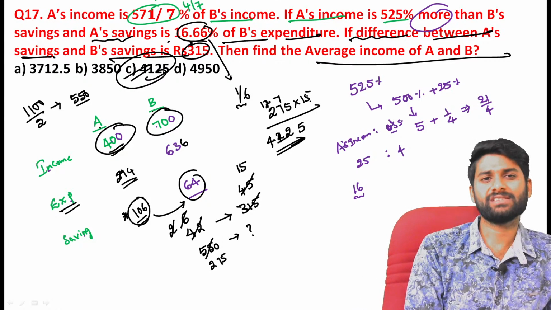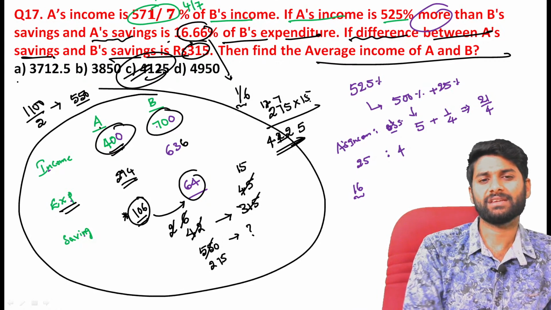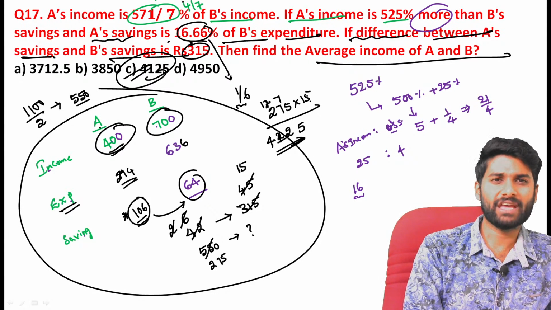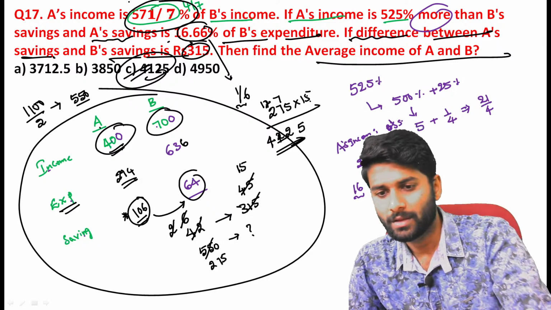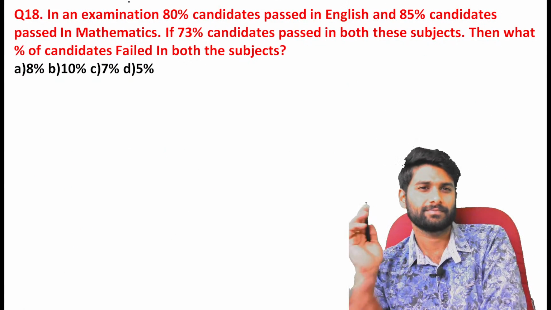Clear guys? So this is how we go with a general calculation. We just assume one of the values, and the assumption is completely based on the percentage. Hope it's clear. Next one.